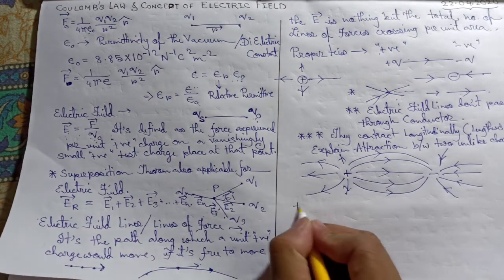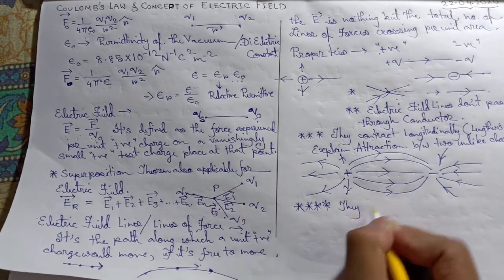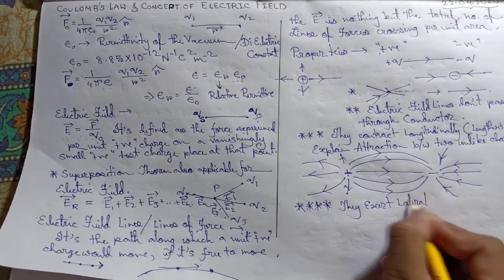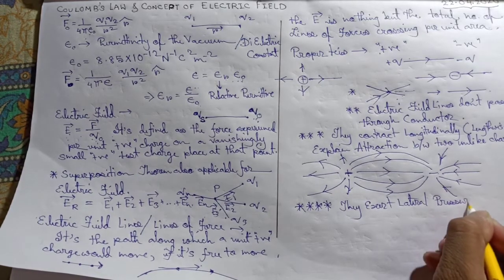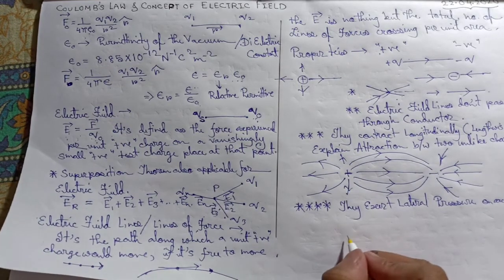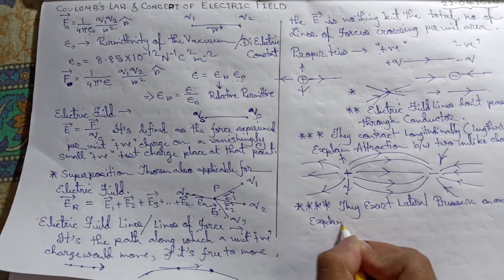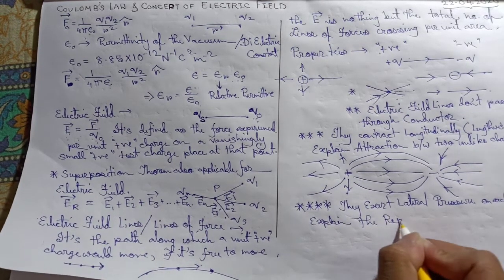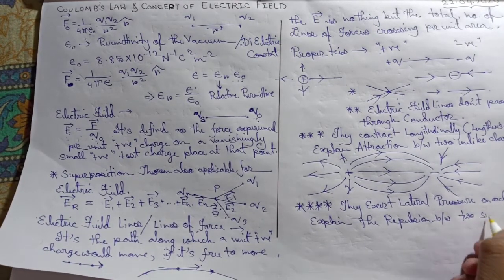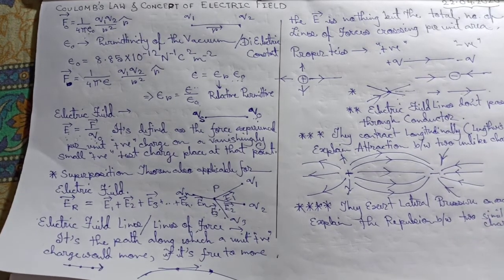And one more property: the electric field lines exert lateral pressure on each other. What is lateral pressure? It will help explain the repulsion between two similar charges. So how does it do so?